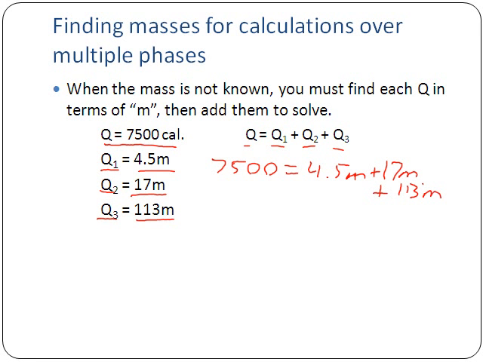113 M. So once you've got that, you can then add up all your M's over there on the right side. And so we get that 7,500 is equal to 4.5 plus 17 plus 113. So working that out, we say 4.5 plus 17 plus 113, and so we get 134.5.